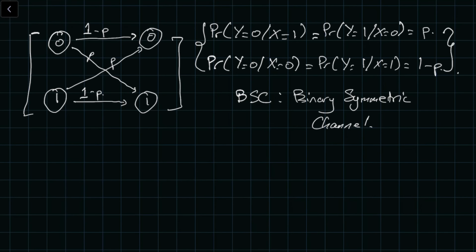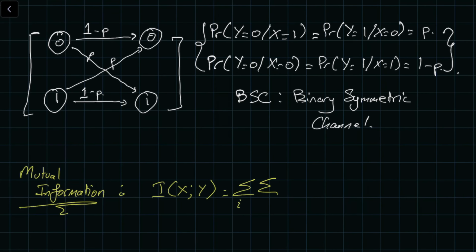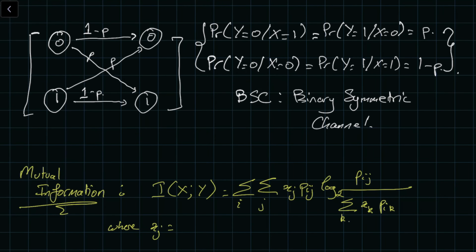One very, very important metric is called the mutual information, and this is a very powerful measure. It's defined as follows. The mutual information between x and y is the sum over i and over j of p_ij log to base 2 of p_ij over p_i times the sum over k of p_ik, where p_j is the PDF of x, that is, the probability that x is equal to x_j.